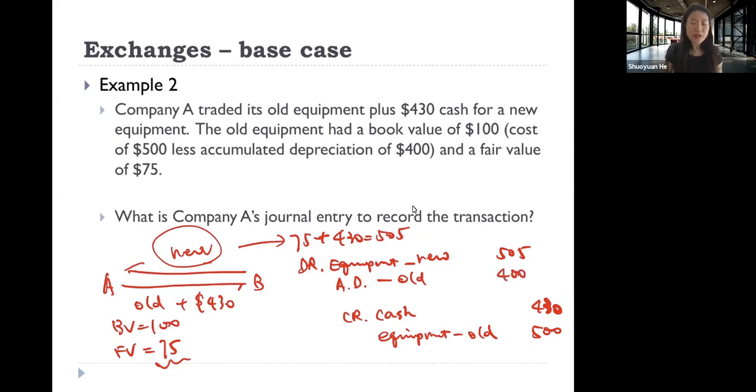So this journal entry doesn't balance. The imbalance is at the debit side, and this is loss on exchange. You can also view this $25 as the difference between fair and book value of the old equipment. So this is another way to view it. Those are the base case situations for an exchange of PP&E.